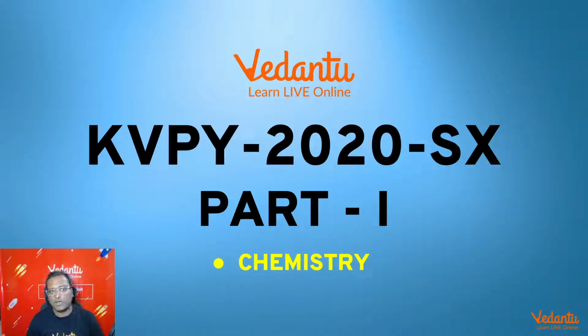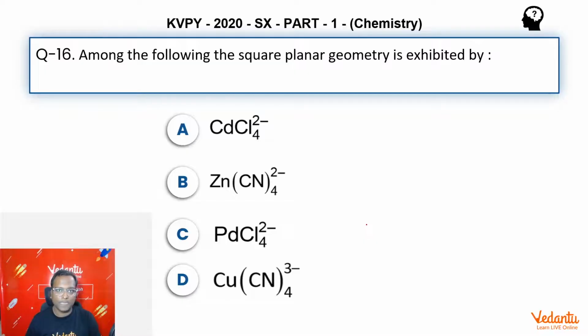Today we are going to talk about KVPY 2020 paper 12 standard part 1 and the chemistry section. Specifically, we are going to talk about question 16. The question says, which of the following square planar geometry is exhibited?